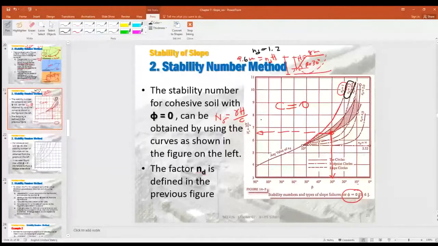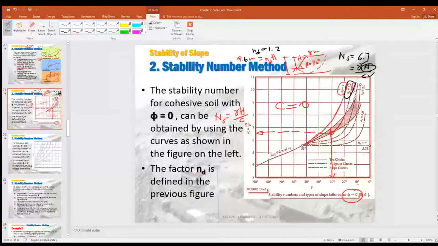Okay? So you know the value here, say 6.7. So NS equal to 6.7. So you can calculate, NS equals gamma H over C. If you know the gamma, and if you know the C, then you can work out H. So you know the height of this slope that can be achieved.